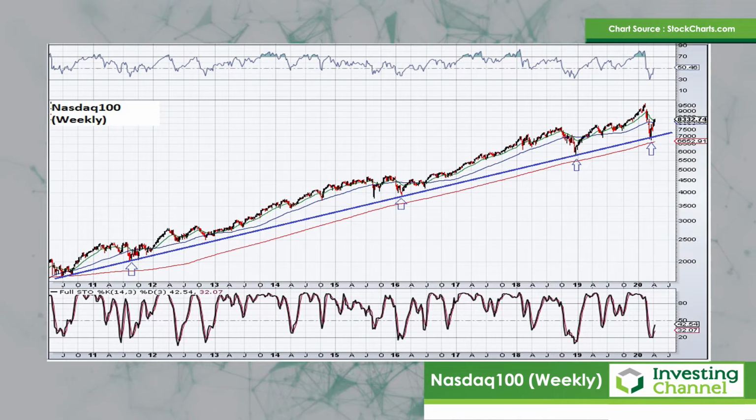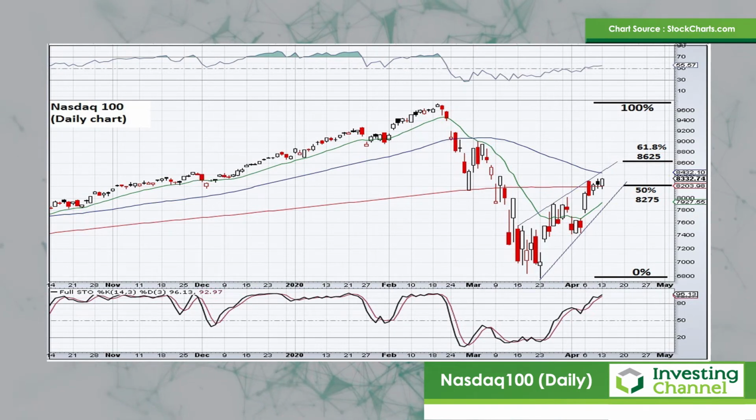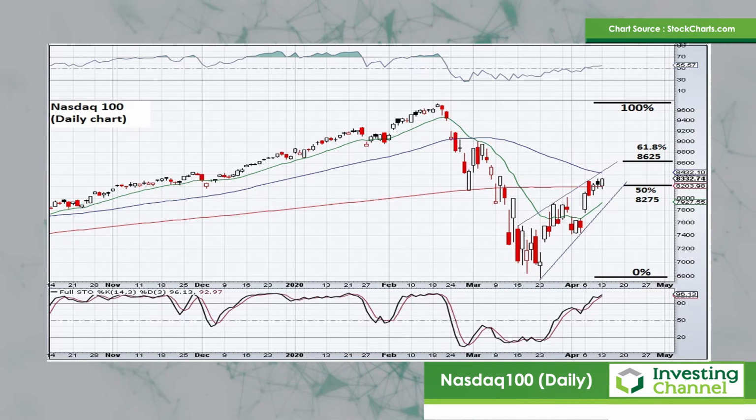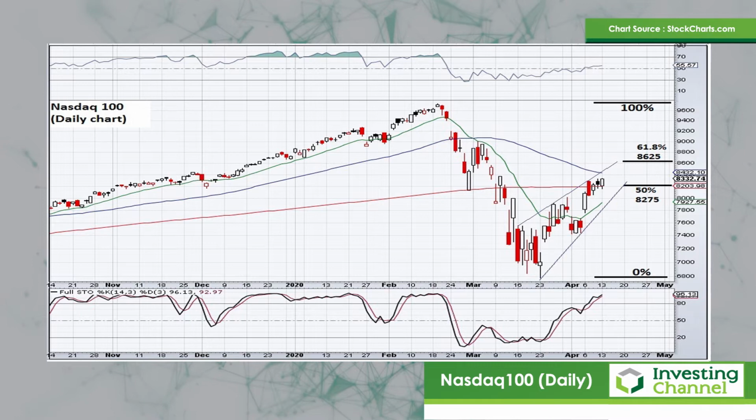Now, if we move forward to the next chart, this is the daily chart of the Nasdaq 100. And why I say it's questionable is that this market is now pushing up into an area of resistance. We've got the 50% retracement of this recent sell-off that comes in at about 8275. And we've got the 61.8% retracement of this recent sell-off, which is at about 8625. That is often an area we refer to as the ambush zone, between the 50% and the 61.8% retracement.